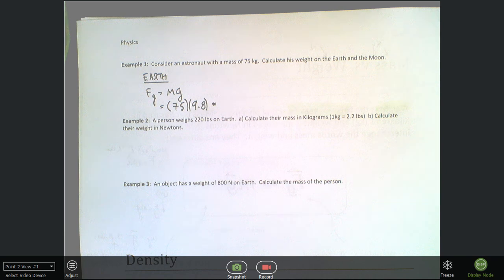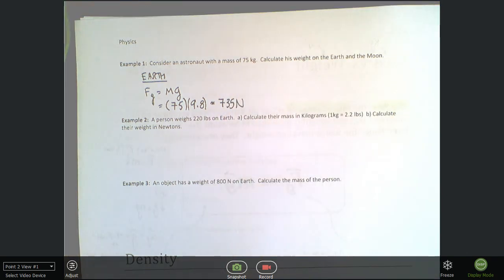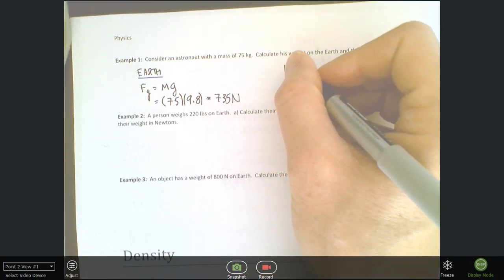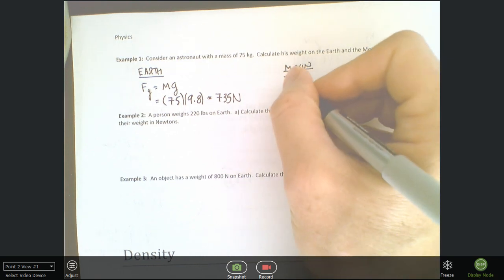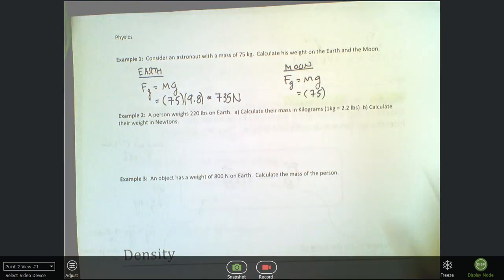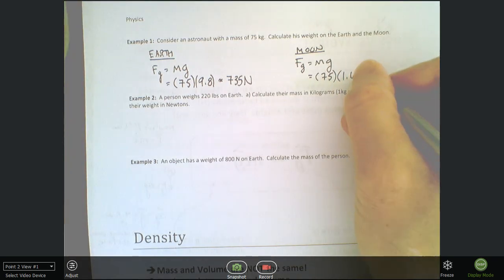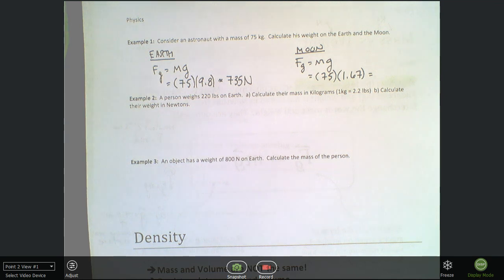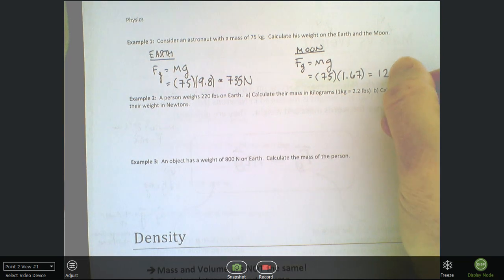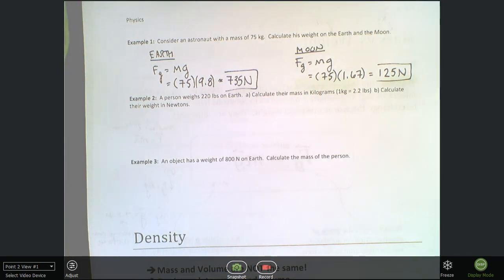Because you're basically just multiplying it by 10. So 735 newtons. So that would be your weight on Earth. On the moon, you still have 75 kilograms of mass. You haven't lost any mass. You're still the same particles, but your acceleration is less. So you go 75 times 7 is you would only have a weight of about 125 newtons. So you'd be significantly lighter in terms of weight, but you would still have the same mass and the same inertia that you would normally have.